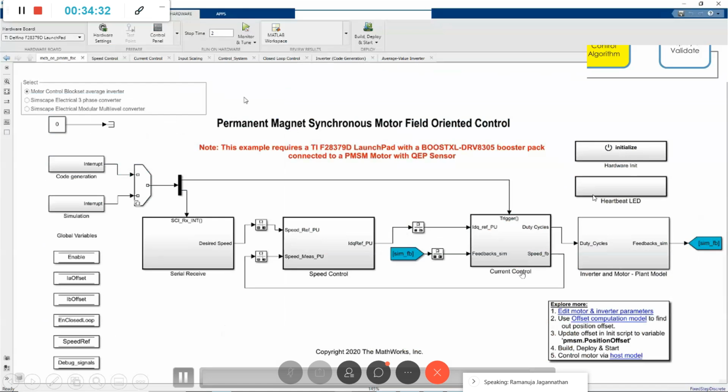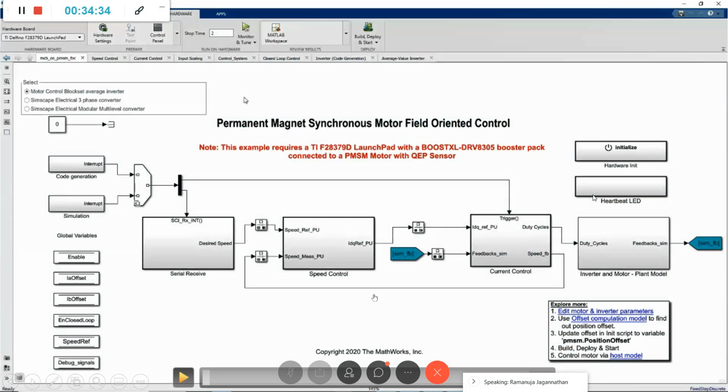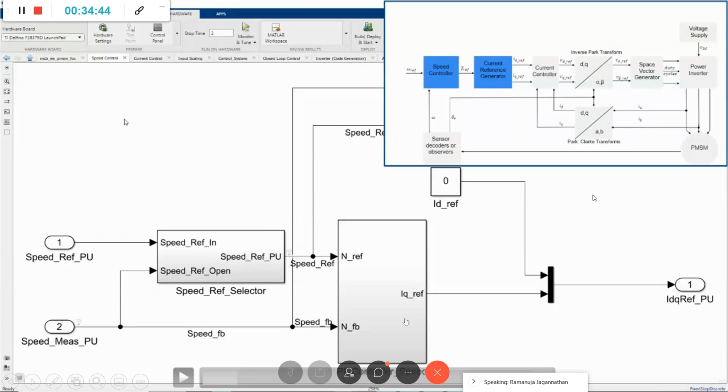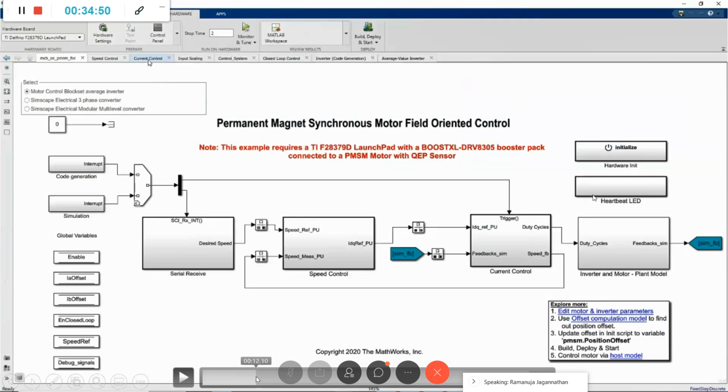So in this case, I'm seeing a closed loop of a FOC control already implemented, and we see the speed control and the current control loops. So getting into the speed control, we could see that it has a PI controller to regulate the motor speed. And then let's move on to the actual current control block.